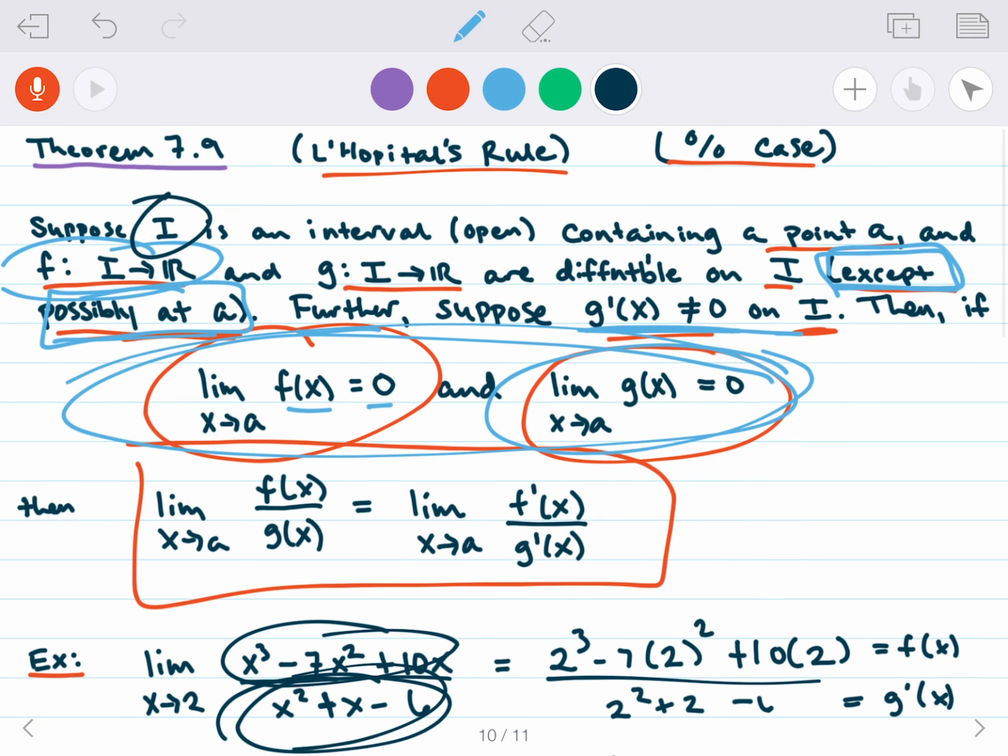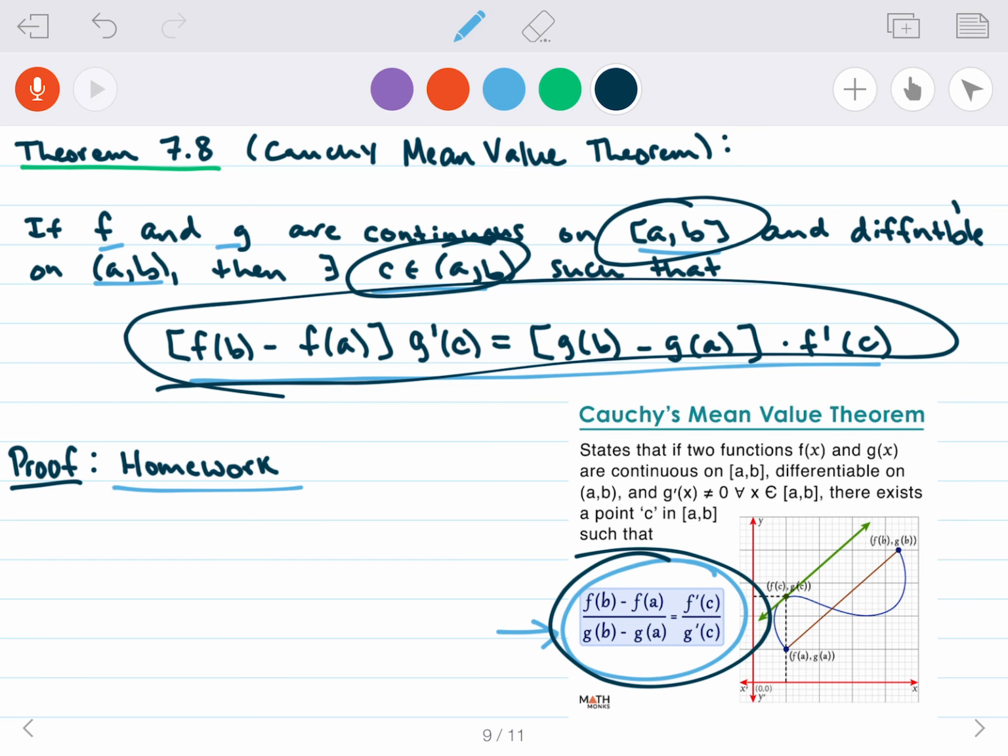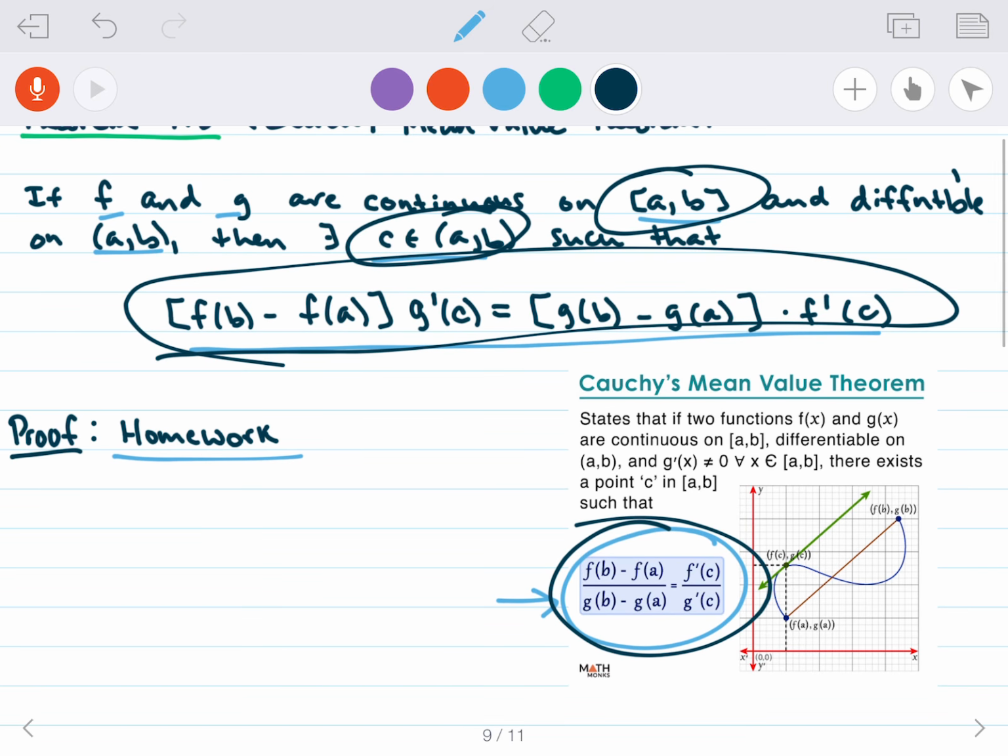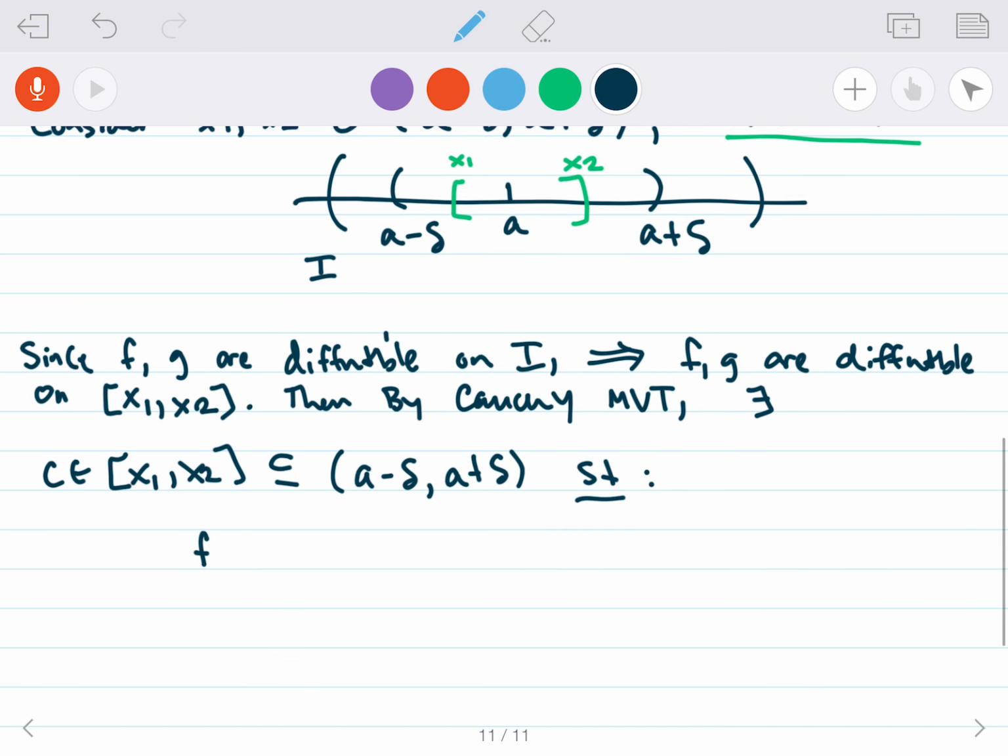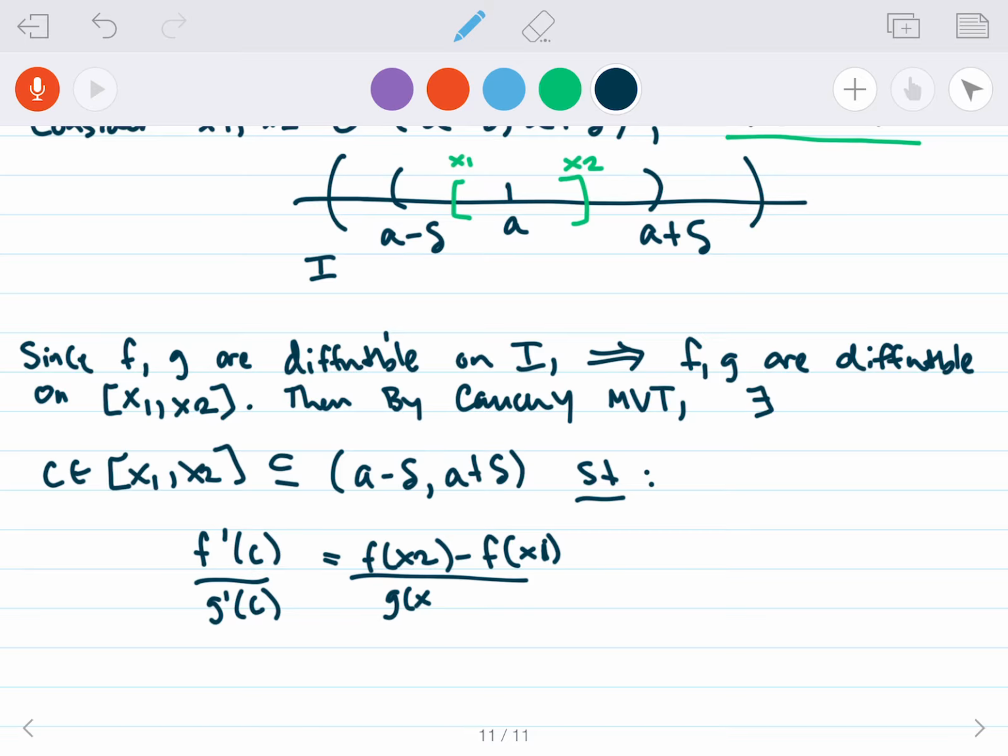It says, looking at this piece right here, that the difference between f of x2 and f of x1 over g of x2 minus g of x1 is going to equal f prime of c over g prime of c. So f prime of c over g prime of c equals f of x2 minus f of x1 all over g of x2 minus g of x1.